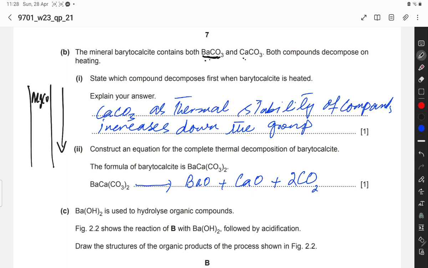Magnesium carbonate, calcium carbonate, strontium carbonate, and barium carbonate. So barium carbonate is the most stable compound of group 2. So we can say that stability increases down the group.